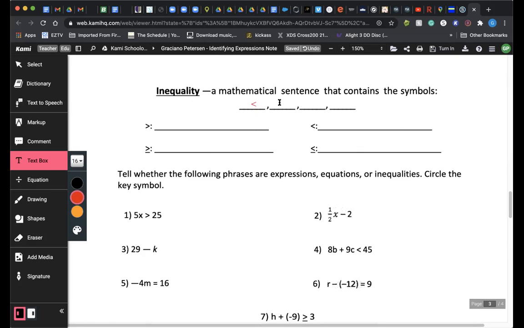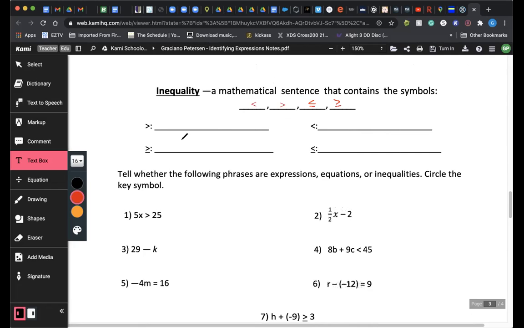And an inequality is a mathematical sentence that contains the symbols less than, greater than, less than or equal to, which I'll just draw, and then greater than or equal to, okay? Those are your 4 symbols, right?